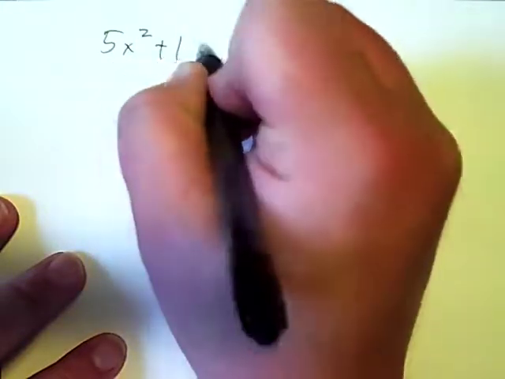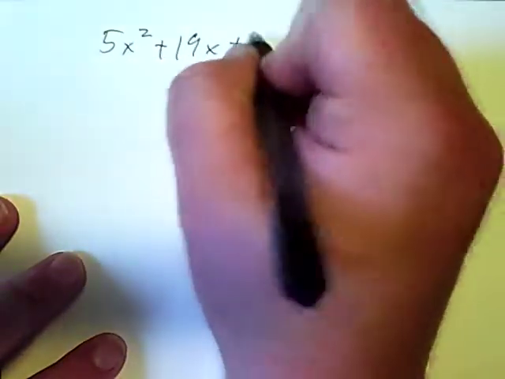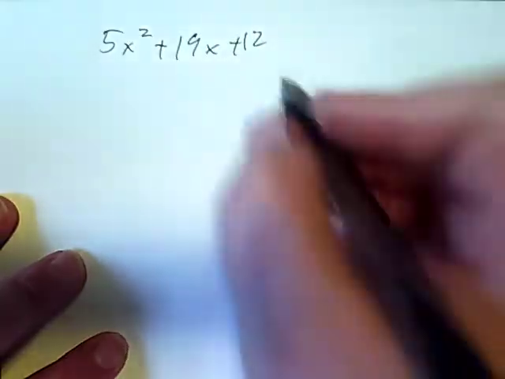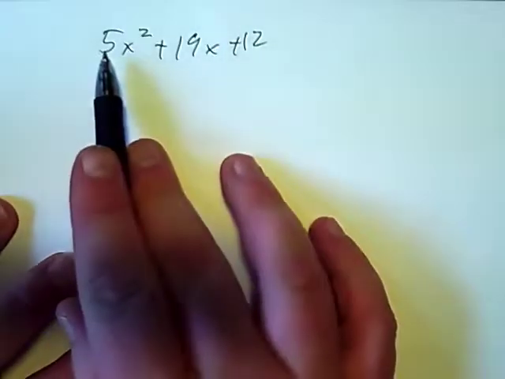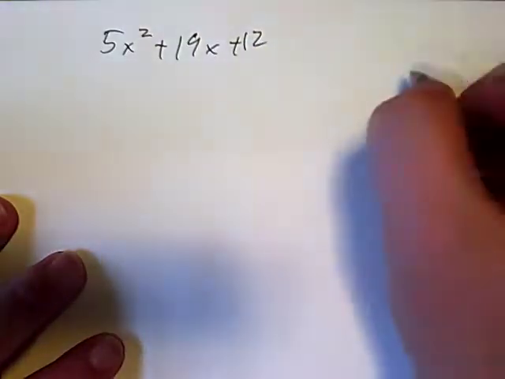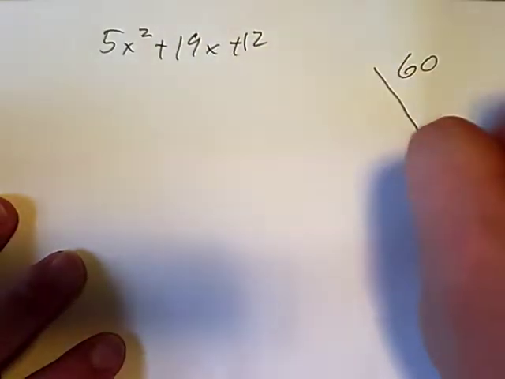All right. So my next example, we have 5x squared plus 19x plus 12. That looks terrible, and I'm sorry. That is a 12. Okay, so 5 times 12. Well, that is a positive 60.